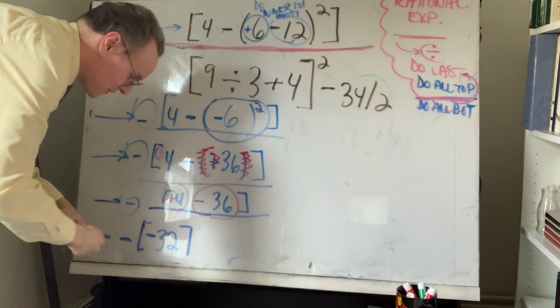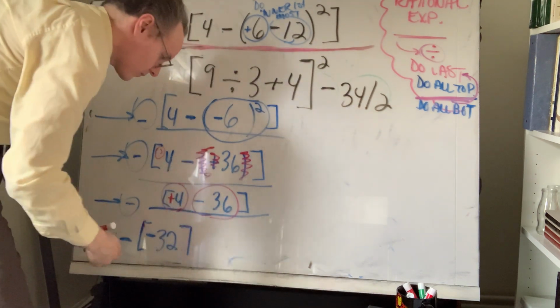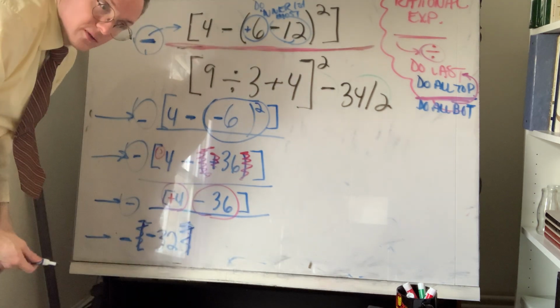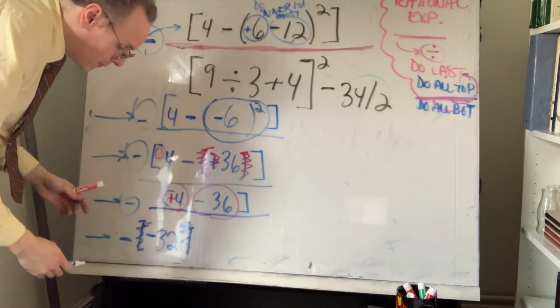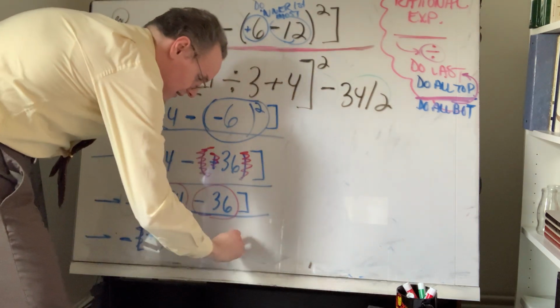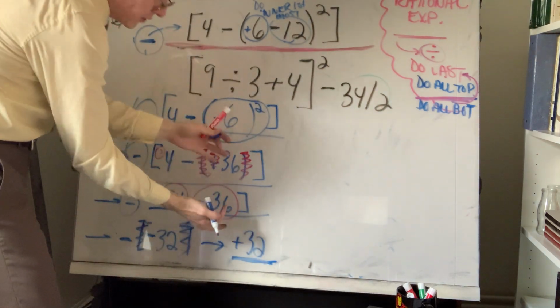Anyway, if you have this now narrowed down to one content, again, these brackets are superfluous. They're not necessary. But what do you end up with? A double negative. So what is a double negative? It's a positive 32. That's above the line. That's crunched the whole top.